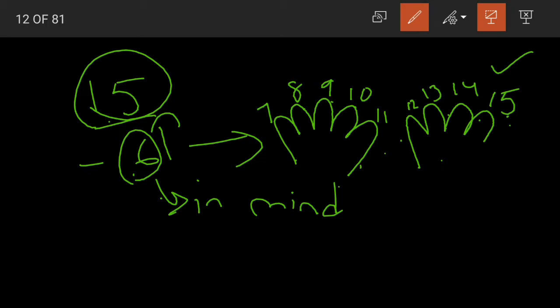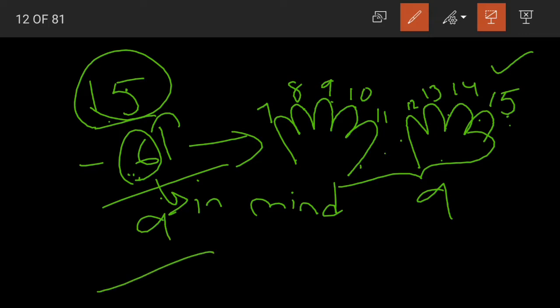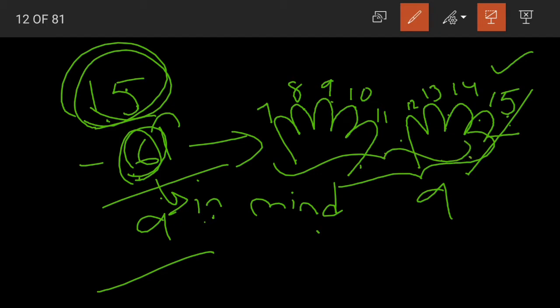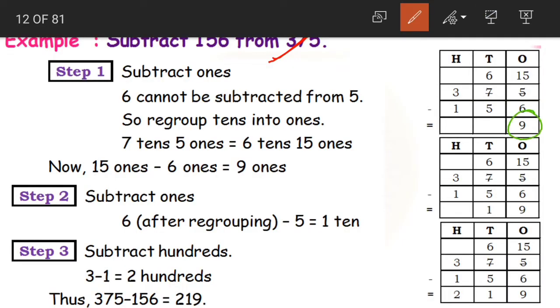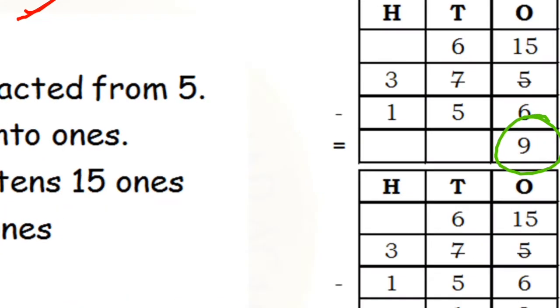How many fingers are these? These are 9 fingers. So 15 minus 6 is equal to 9. Clear children? Keep 6 in mind and start counting till you get 15. When you get 15, stop and count the number of fingers opened. 9. So 15 minus 6 is equal to 9.